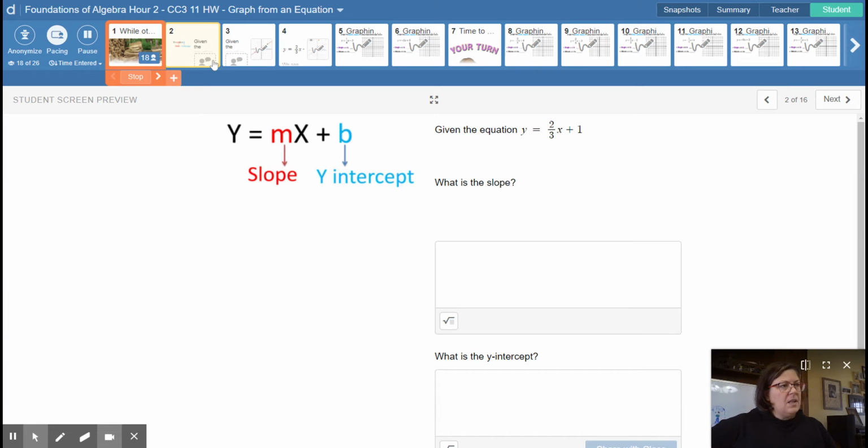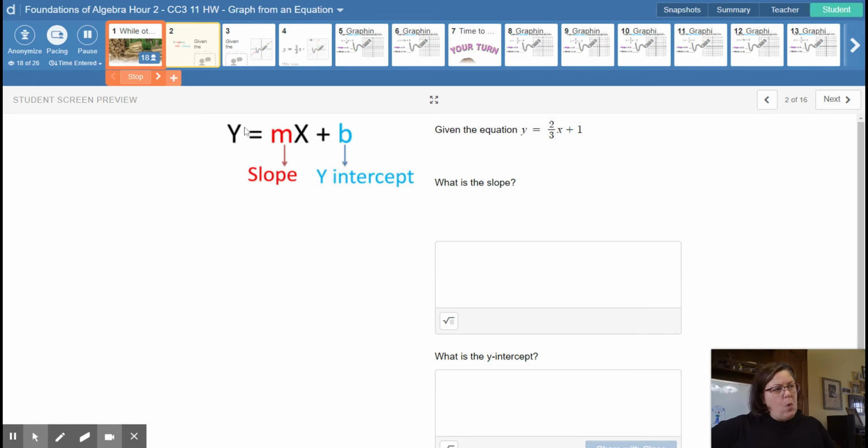All right, so this lesson is going to continue with the whole idea about working with slope-intercept form, which we started on Monday. In that previous lesson, we talked about this being slope-intercept form, where the x and the y are variables, and the m is slope, and the b is y-intercept, right?